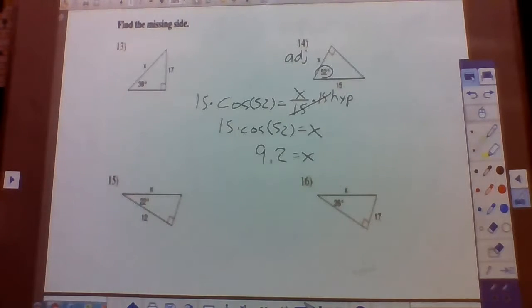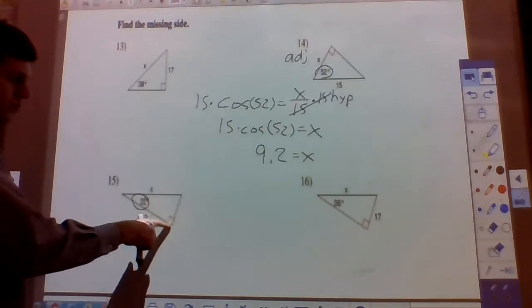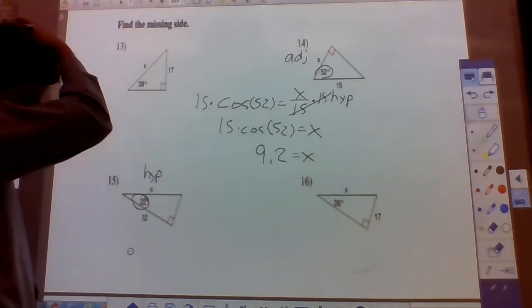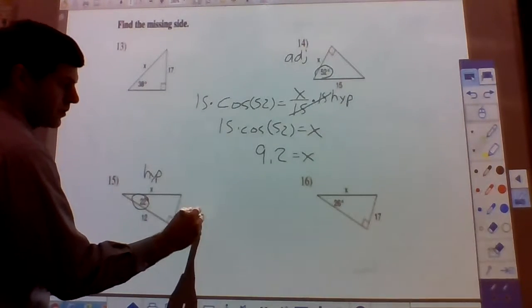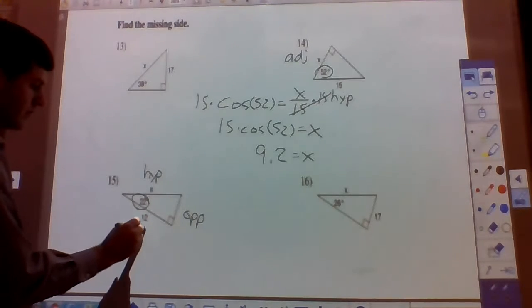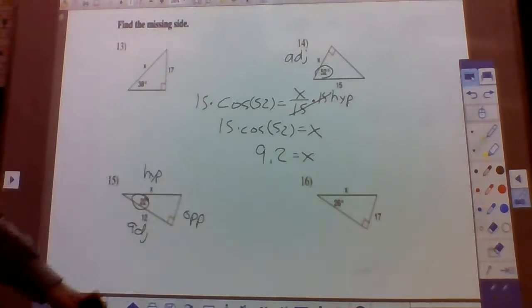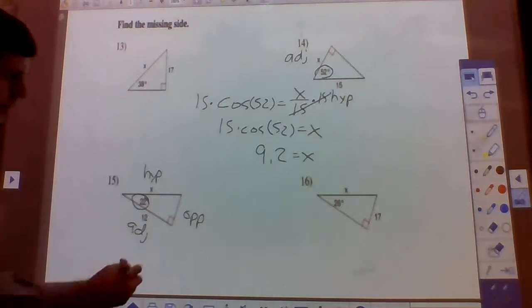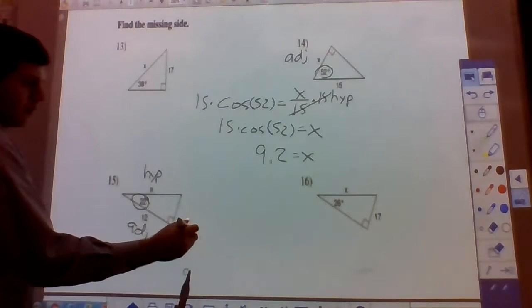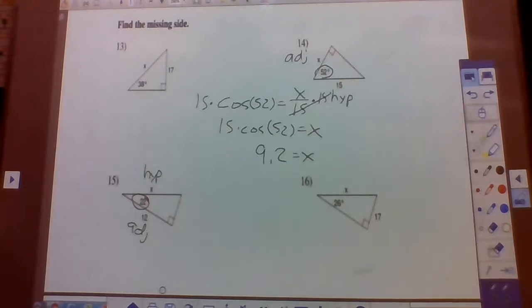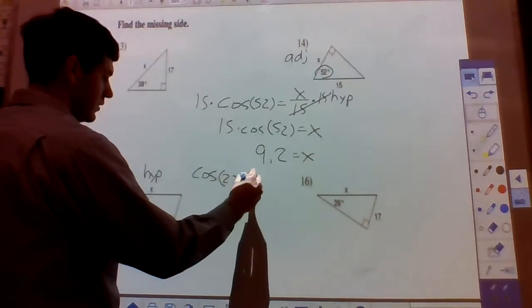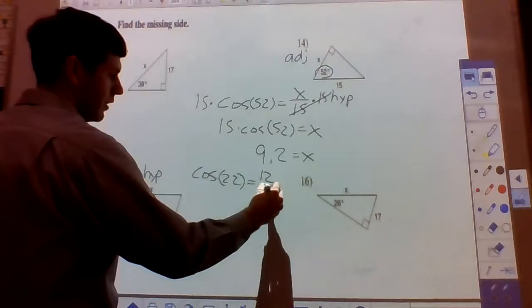So 15 here. Now we're looking at 22. Hypotenuse is across from the right angle. The side opposite the angle in question is the opposite side. So across from is the opposite side, and next to is the adjacent side. Adjacent meaning next to, opposite meaning across. We don't have any information on the opposite side. We have information on the adjacent and the hypotenuse. So we again want to use cosine, because cosine is adjacent over hypotenuse. So cosine of 22 is going to equal the adjacent side over the hypotenuse.